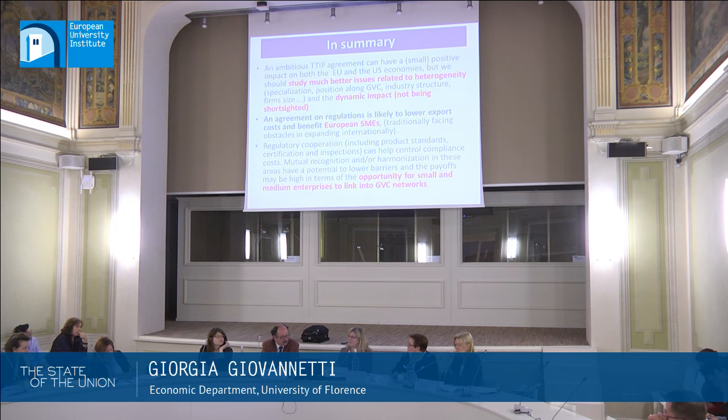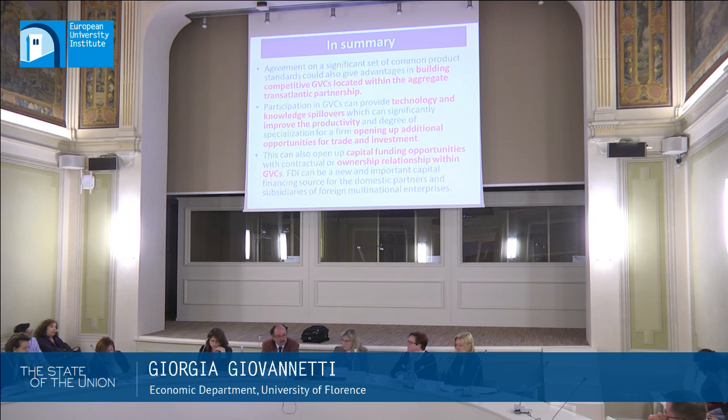and if you read the testimonial, they are really pointing to the fact that we have small firms, and for us this is an incredible lowering of the cost and an incredible opportunity. I'm going to finish now. Basically, the only other thing is that a TTIP would also open some funding opportunities for firms and ownership relationships within the global value chain, which is important.